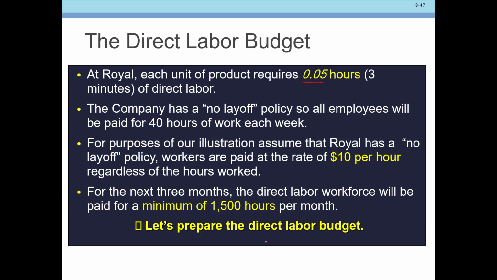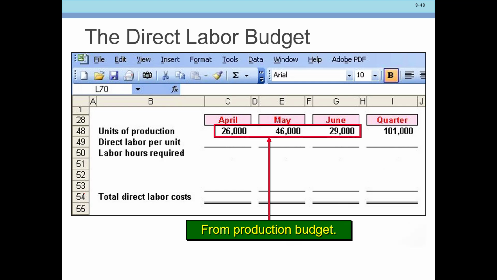Let's go to prepare the direct labor. At the beginning, I'm going to ignore this part, which is the minimum 1,500 hours. It is something like the minimum wage rate, as we say in Egypt. So, how to calculate the budget? I will say units of production. From where did I get it?